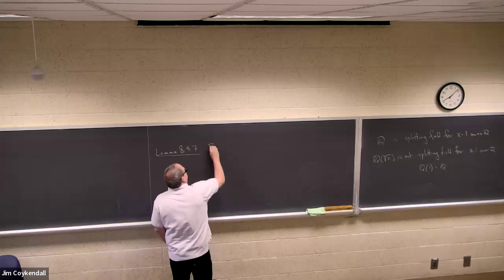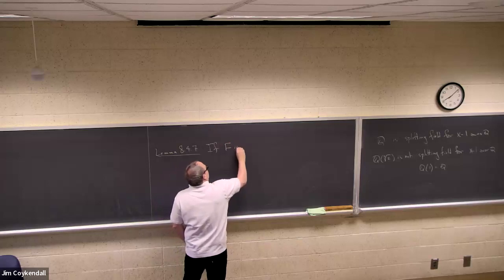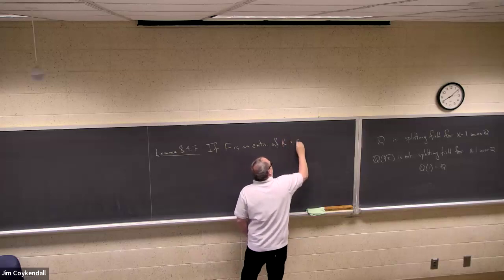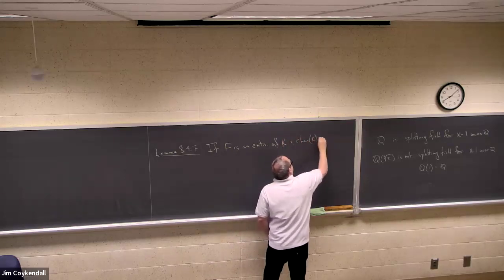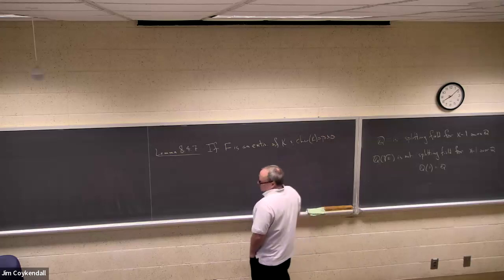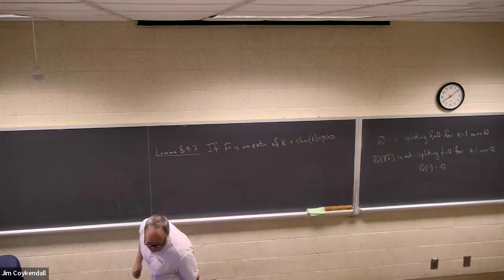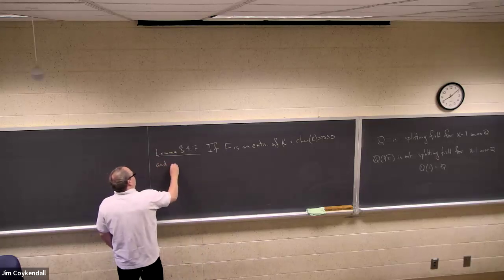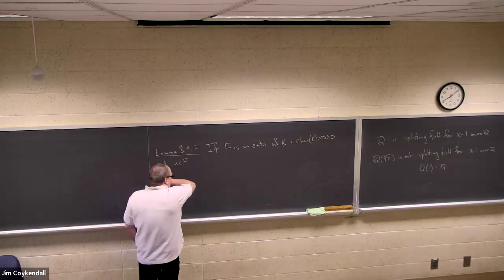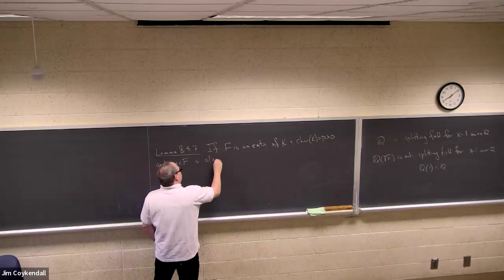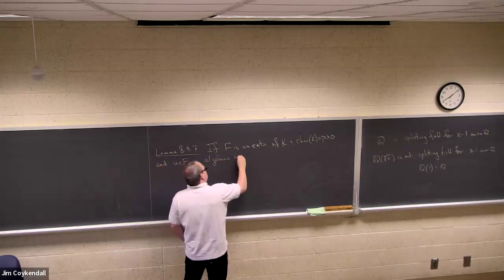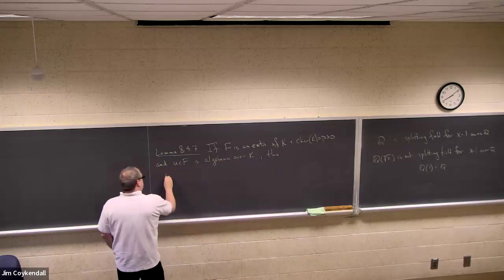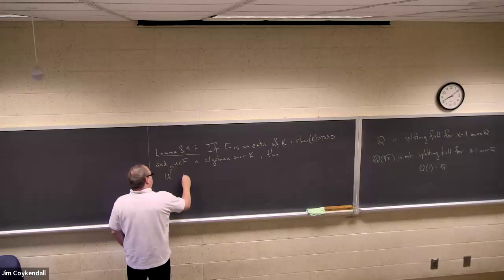If F is an extension of K, and the characteristic of K is p bigger than 0, so prime characteristic, and u in F is algebraic over K, then u to the p to the n is separable for some n.